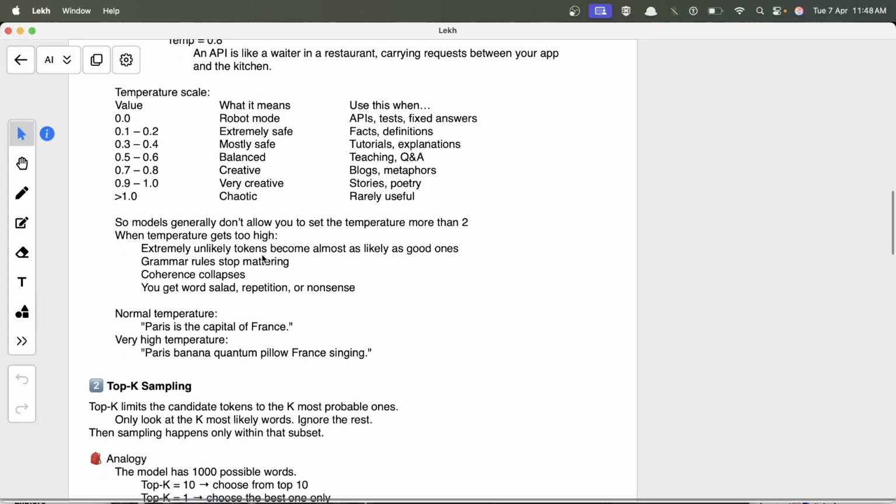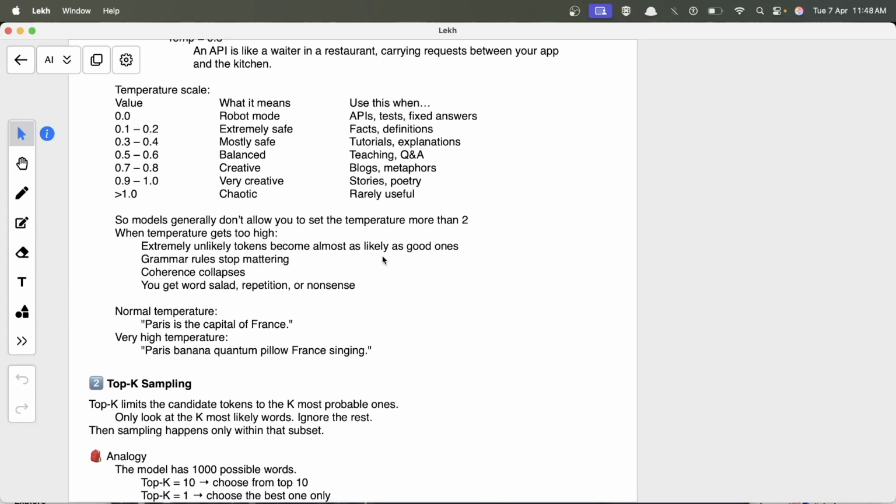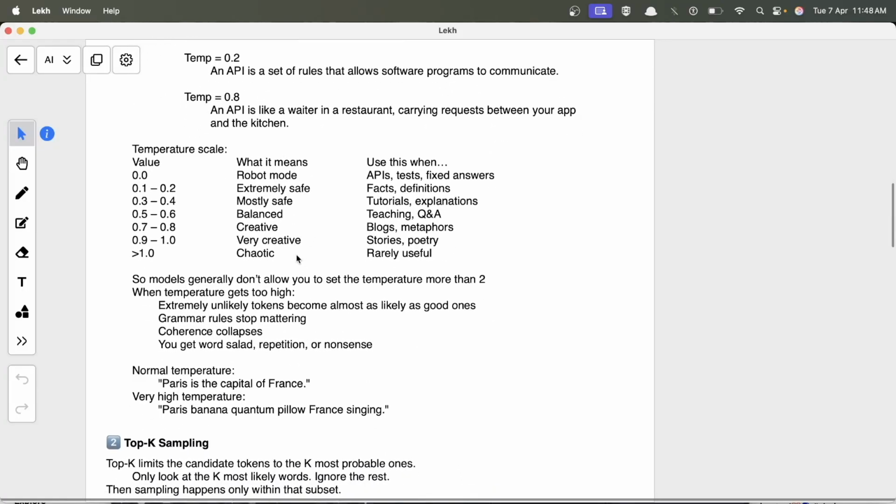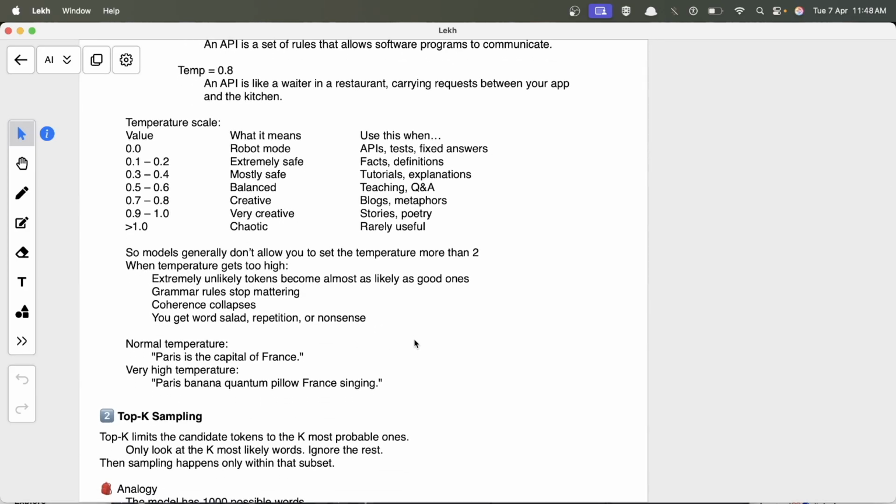When temperature gets too high, extremely unlikely tokens become almost as likely as good ones. What does it mean? It means the probability assigned to both tokens, for example Paris and Lyon in this case, might be very close. For example, Paris might be 40 and Lyon might be 39. So there is a good chance that you might get Lyon as an answer instead of Paris. Grammar rules stop mattering, coherence collapses, and you get random words, syllables, repetition, or nonsense. You may get nonsense facts in your answers. The model may still sound confident, but the answer may be completely wrong.